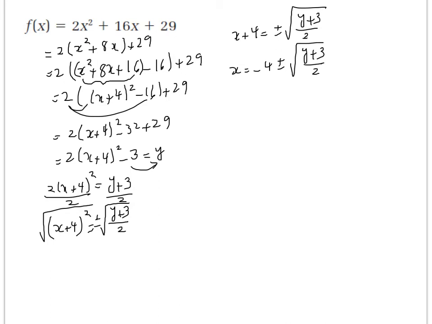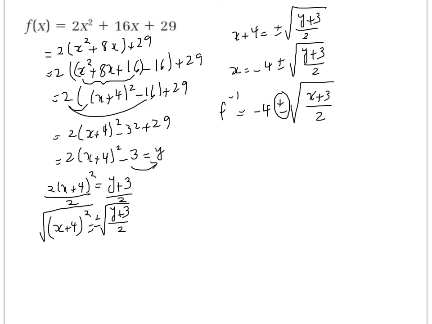The last step is to replace x with f inverse and y with x. So I get the inverse function is equal to minus 4 plus or minus square root of x plus 3 over 2. So that's my inverse function. Just by looking at this, you can see that the inverse is not a function, because for every value of x, I'm going to get 2 values because it's plus or minus here. So it's not going to pass the vertical line test. Now, this is one method.